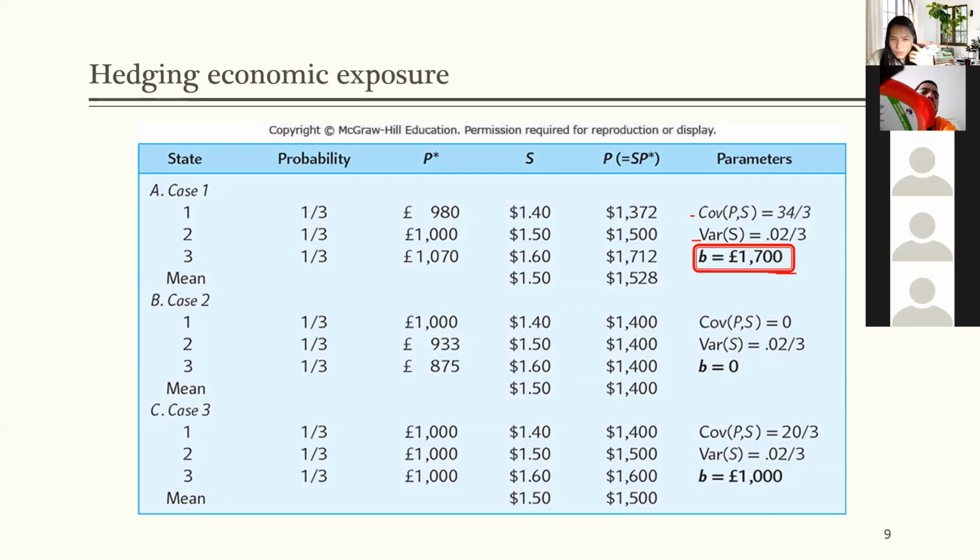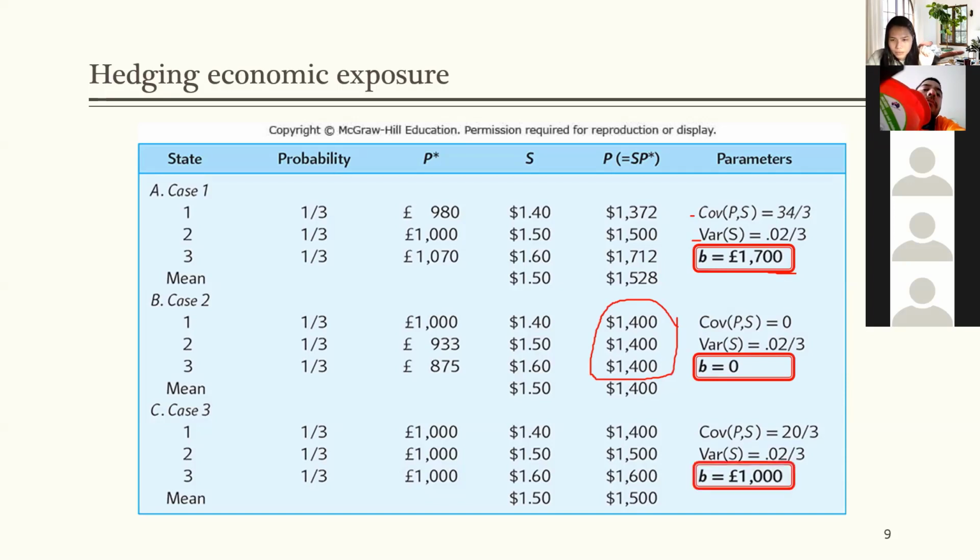In case number 2, as we looked at before, there is no variance in P, okay? So P does not covary with S at all. As a result, your beta is going to be 0. That means you have zero exposure to exchange rate risk.